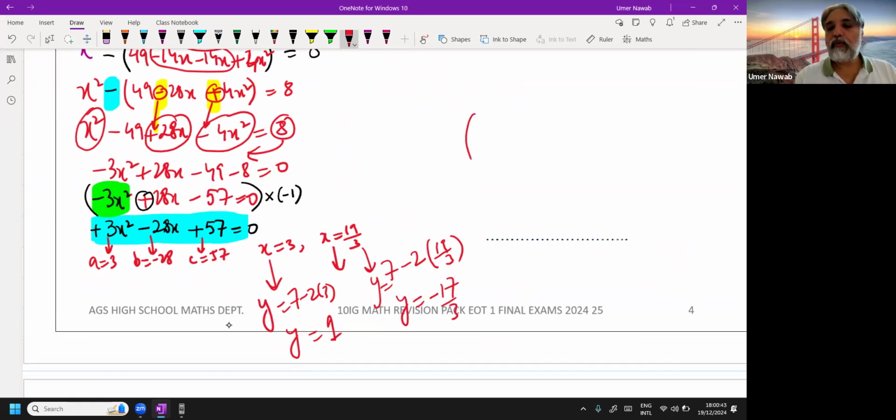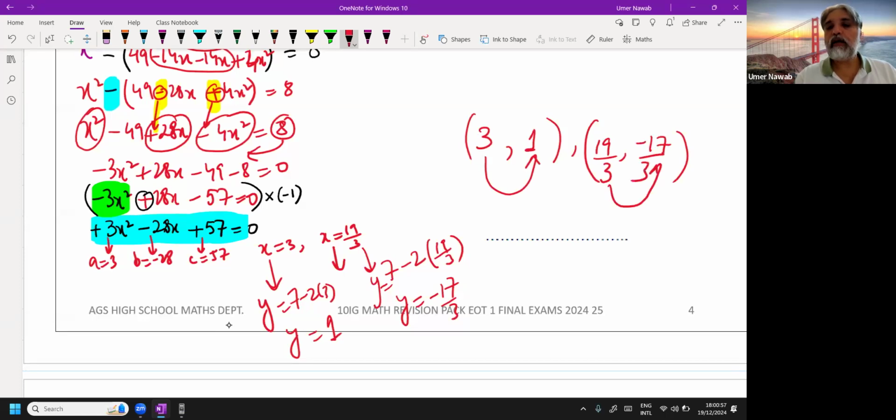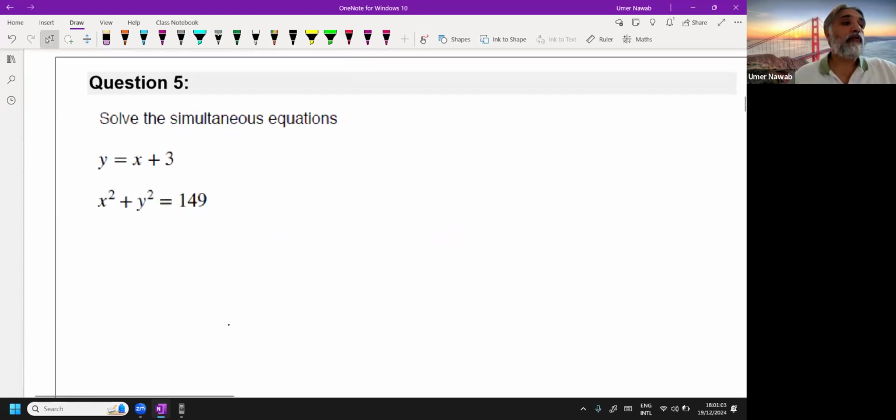In the exam, I would prefer you should write your answer like this. Here is the x value, which is 3. Corresponding to that, you found it 1. For x value 19 over 3, you found what? Negative 17 over 3. So these are the two solutions and it carries 6 marks. Question number 5.